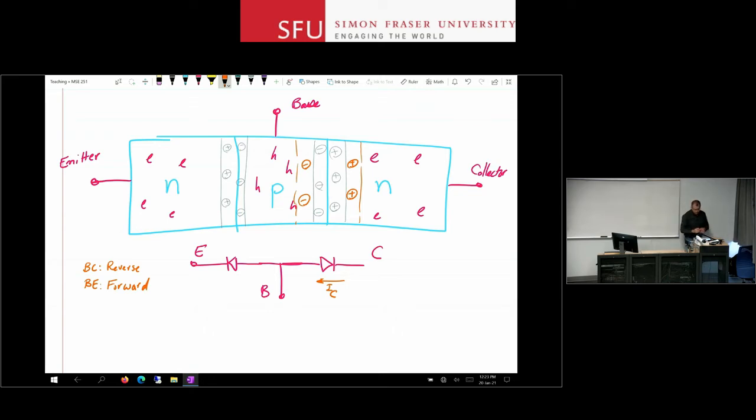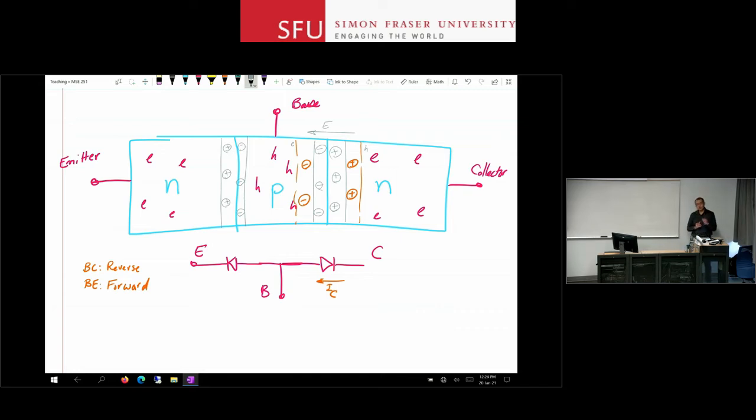Now, because I have this large electric field inside here, you have an electric field that points in this direction. If for whatever reason I have a hole here, it will be thrown into the base region. On the other hand, if I have an electron here, it will be thrown to the collector region. So if you produce an electron or hole very close to that depletion region, they will see that field and be thrown to the other side of the region.